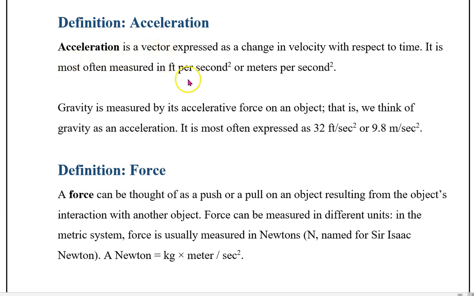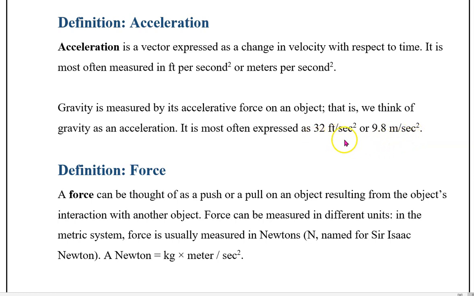Acceleration is a vector expressed as a change in velocity with respect to time. It is most often measured in feet per second squared or meters per second squared. This means a change of feet per second for every second that continues, or a meter per second for every second of change. Gravity is measured by its accelerative force on an object. In other words, we think of gravity as an acceleration. There are two units that we use for gravity on Earth: 32 feet per second squared, which is the English system, and roughly 9.8 or 9.81 meters per second squared in the metric system.